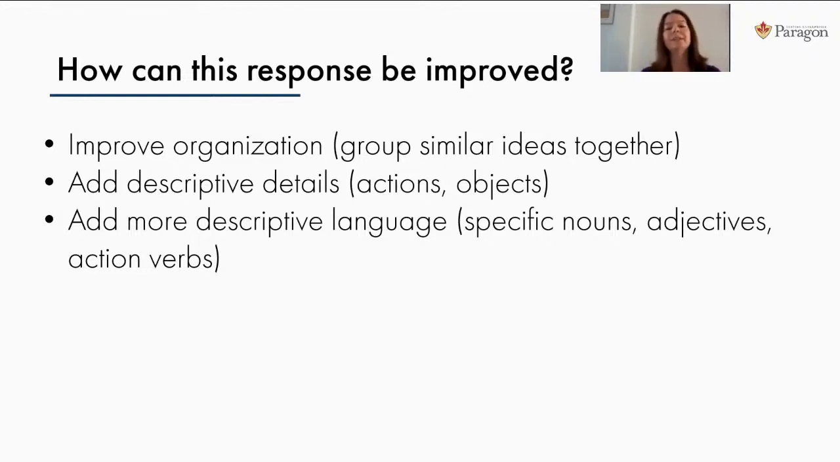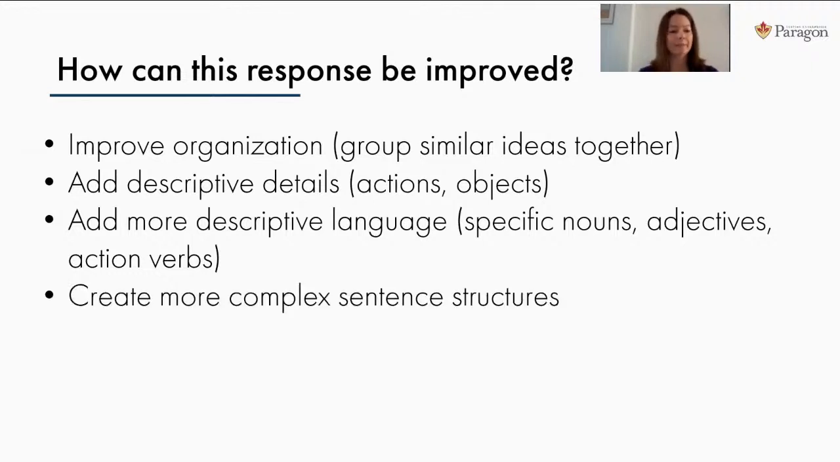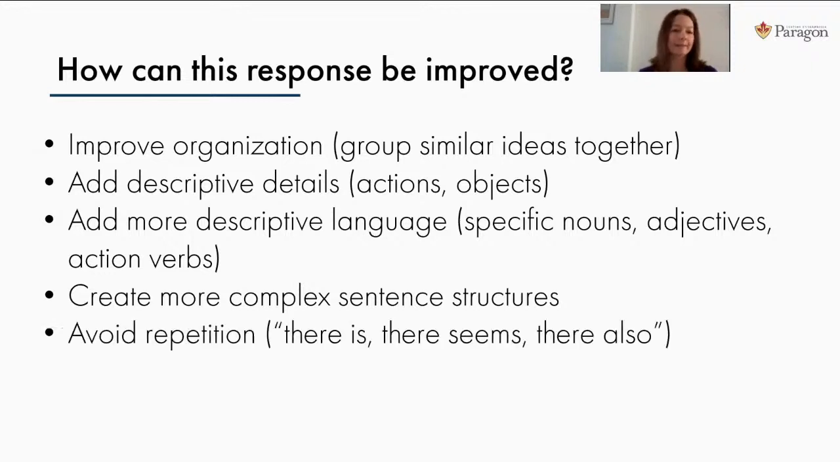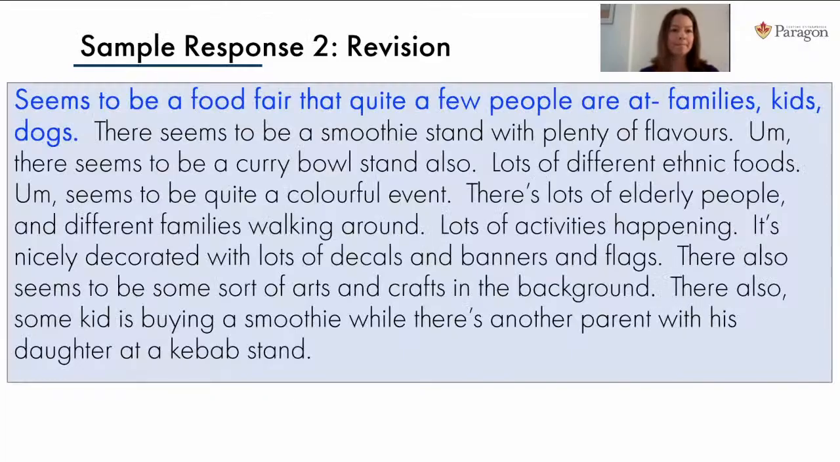The descriptive language is lacking in this response. So we want more adjectives and more action verbs if we can. And always we can add more complex sentence structures in. Finally, we can avoid all of that repetitious there is and there seems and there also. So I'd like to walk us through this response now, and we're going to do a revision process. When we revise ideas, we rewrite them to improve both the content and the organization, as well as the answer itself.